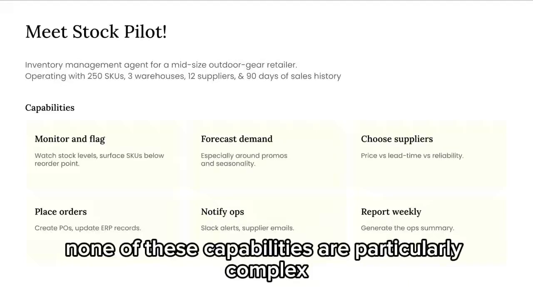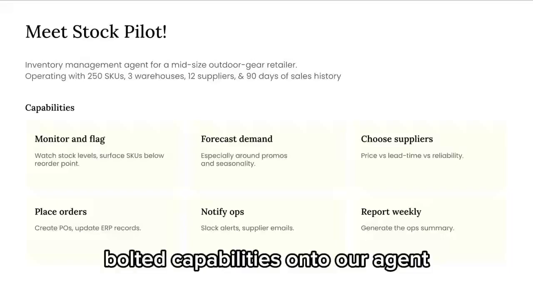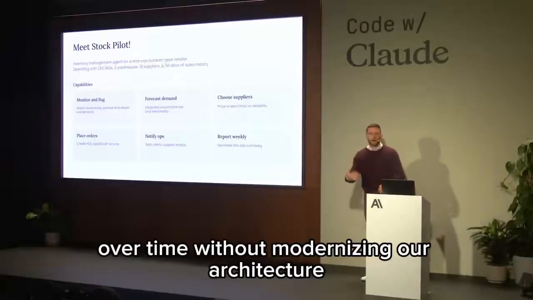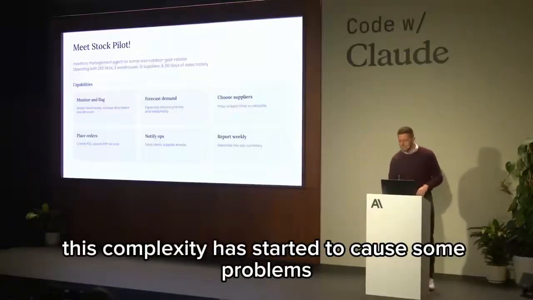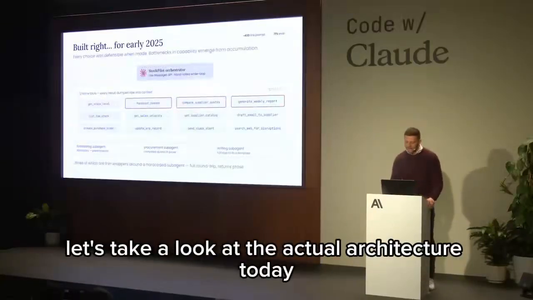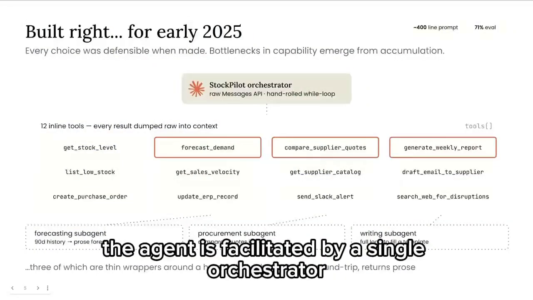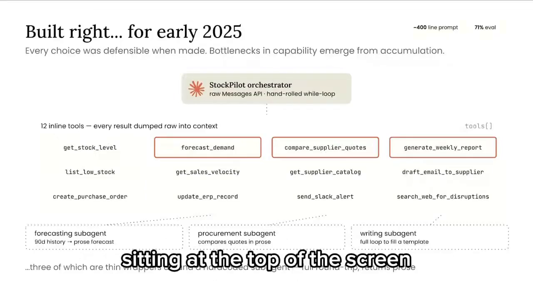Now, none of these capabilities are particularly complex on their own, but again, the issue is that we've essentially bolted capabilities onto our agent over time without modernizing our architecture. This complexity has started to cause some problems. Let's take a look at the actual architecture today of the agent. Folks, today the agent is facilitated by a single orchestrator. So you see the Steuk Pilot orchestrator sitting at the top of the screen.